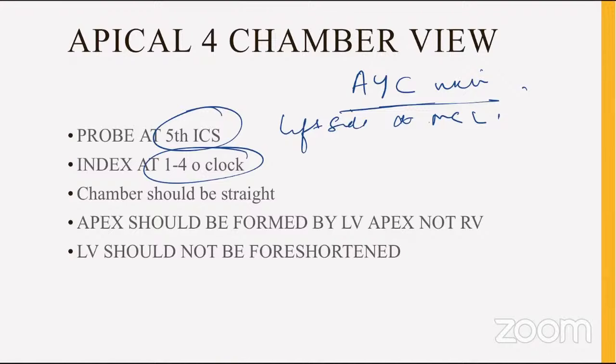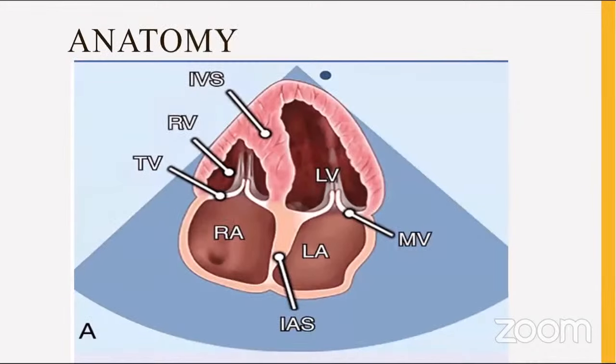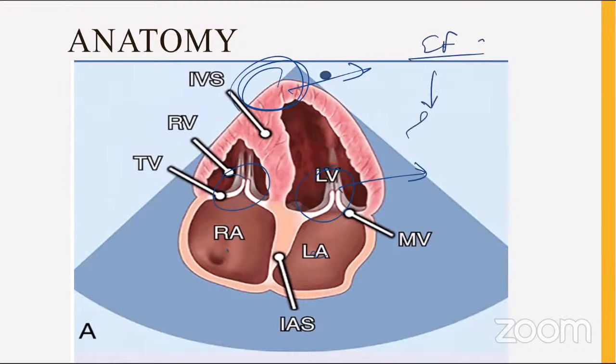A good apical 4-chamber view is that in which all the chambers should be straight. Apex should be formed by LV apex and not by RV, and LV should not be foreshortened. That is, LV cavity should be quite well visible. So this is apical 4-chamber view. You can see the apex is being formed by LV. We have this LA here, RA here, LV and RV with mitral valve and tricuspid valve. So this is quite a good view to measure the ejection fraction by using the Simpson method.